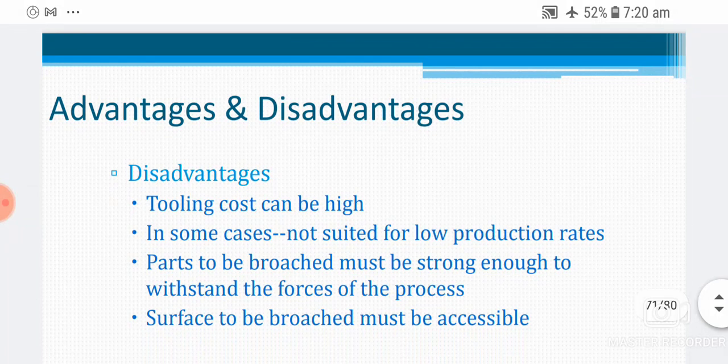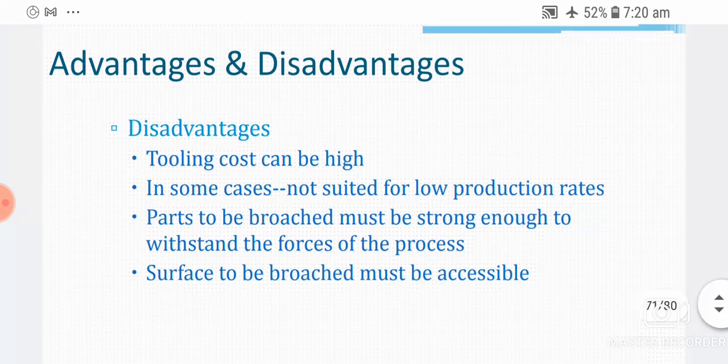Disadvantages: tooling cost can be high. In some cases, not suited for low production rates. Parts to be broached must be strong enough to withstand the force of the process. The surface to be broached must be accessible.